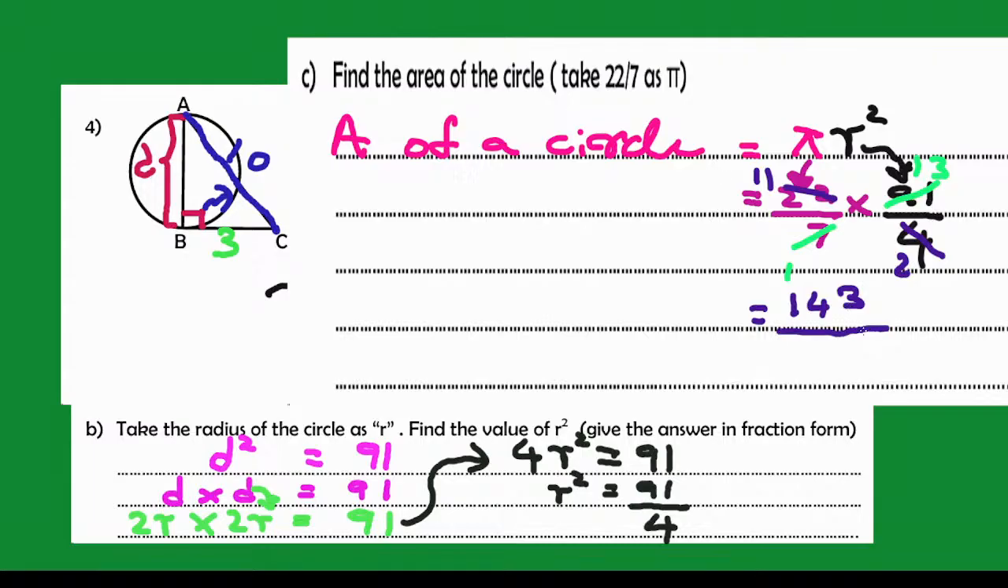divided by 2. You can leave this, or if you want to present the answer in a nice way, since dividing by 2 is not that tough, divide by 2. So 143 divided by 2, you would get 71.5 square centimeters. That's the area of the circle. All right, we're done with question number 4.